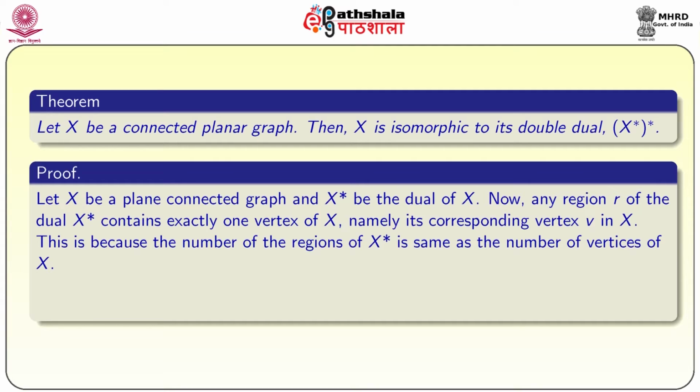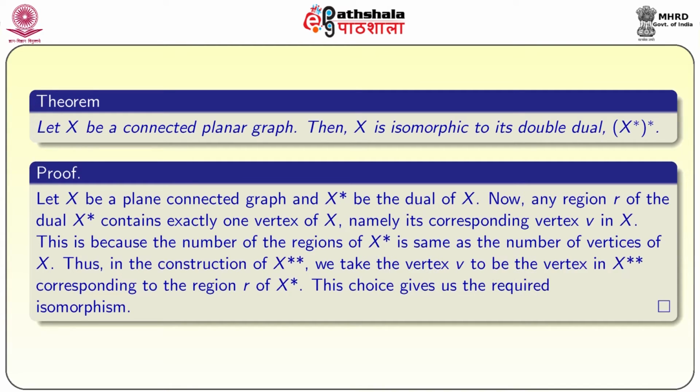This is because the number of regions of X star is the same as the number of vertices of X. Thus, in the construction of X star star, the double dual of X, we will take a vertex V to be the vertex in X star star corresponding to region R of X star. These choices give us the required isomorphism from X to X star star.